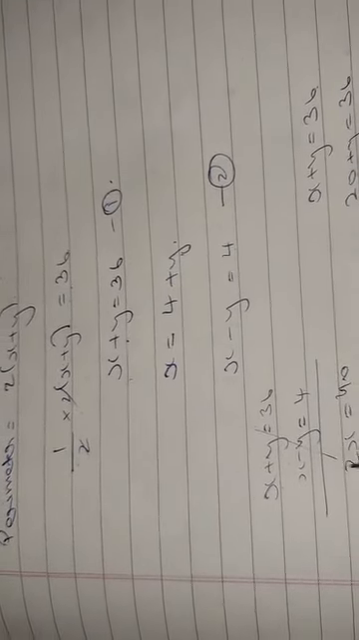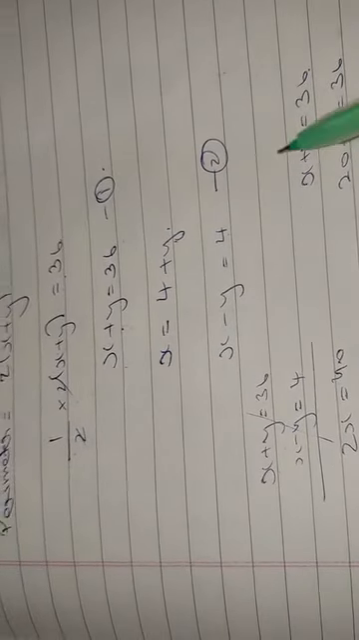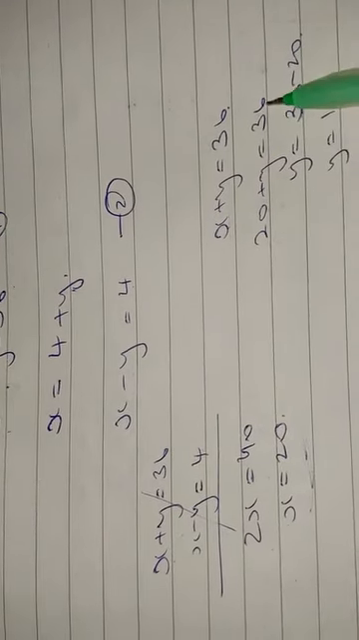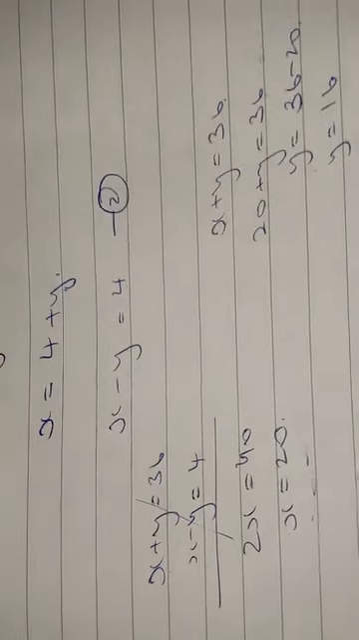Now y and y cut it. 2x is equal to 40. x value is what? 20. Now put this value in the given equation x plus y is equal to 36. Now 20 plus y is 36, y is equal to 36 minus 20, so y value is 16. I think the question is clear now.